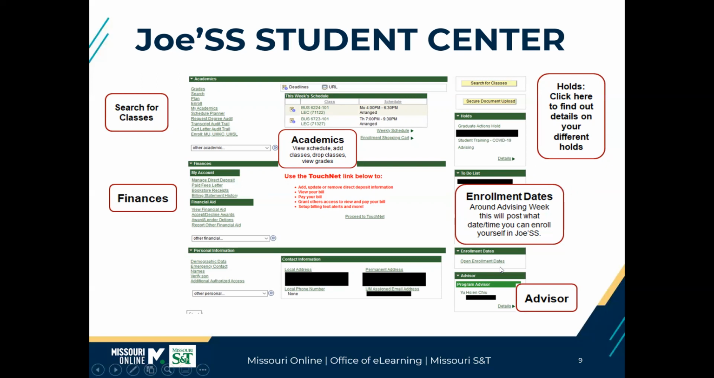Down here are the enrollment dates. Once you are going to start on your second semester and so on, you can find the date and time that you're allowed to enroll yourself in Joe's after advising week. And then below that is the program advisor information, where you can find their phone number.